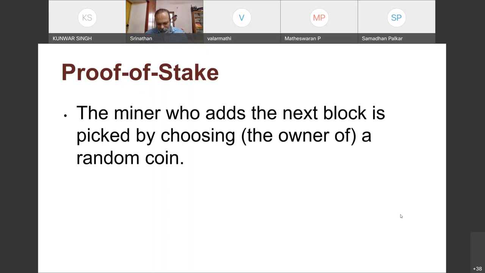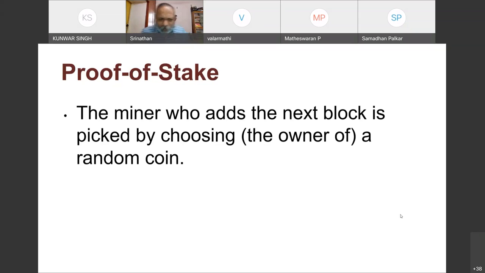That's the name. Notice that in proof of work, the more computational power you have, the more monopoly you get, and you will be chosen again and again. In proof of stake, the more stake you have, you'll be chosen again and again, because you're picking a random coin, and if you own almost all coins, you will be the owner of the random coin that's picked again and again. In proof of work, if you own a lot of computational power, you will solve the hash puzzle before everybody else and you will be picked again and again.